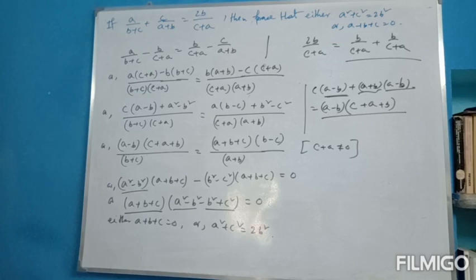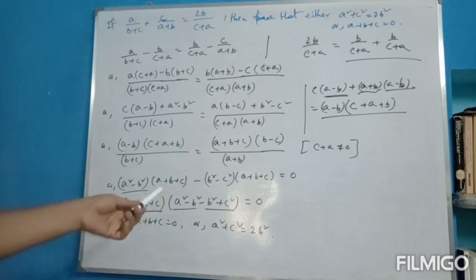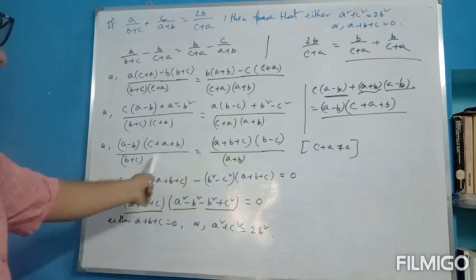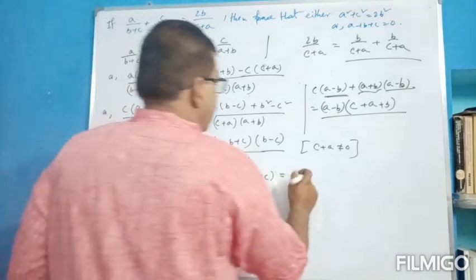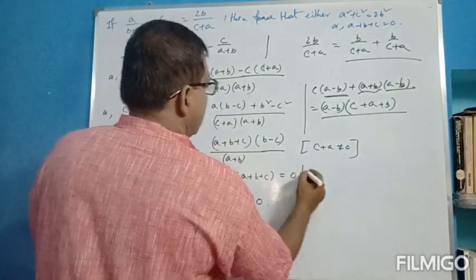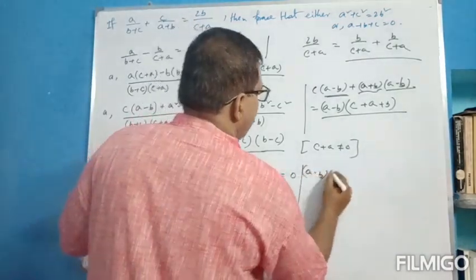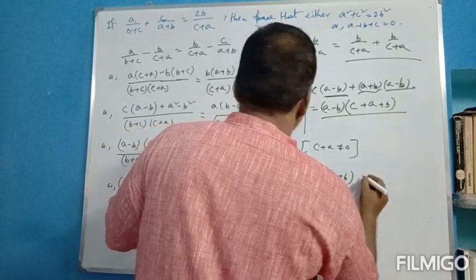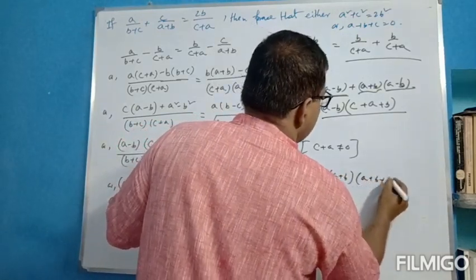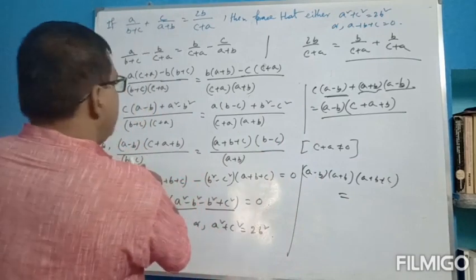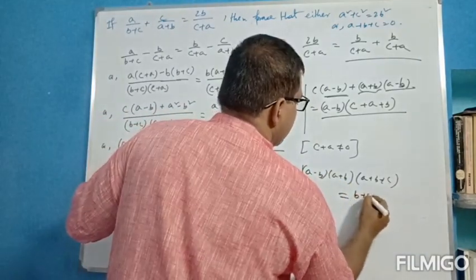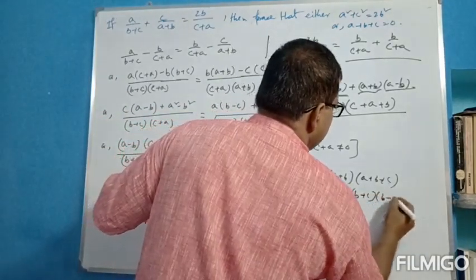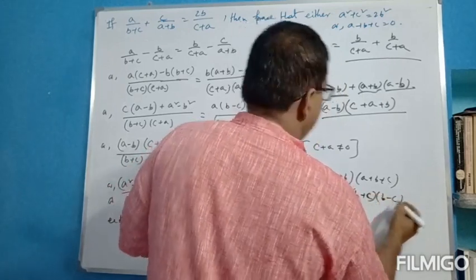It's clear? Okay. I think just one step here, cross multiplication, then we get this is a minus b into a plus b into a plus b plus c, that is equals to b plus c into b minus c into a plus b plus c.